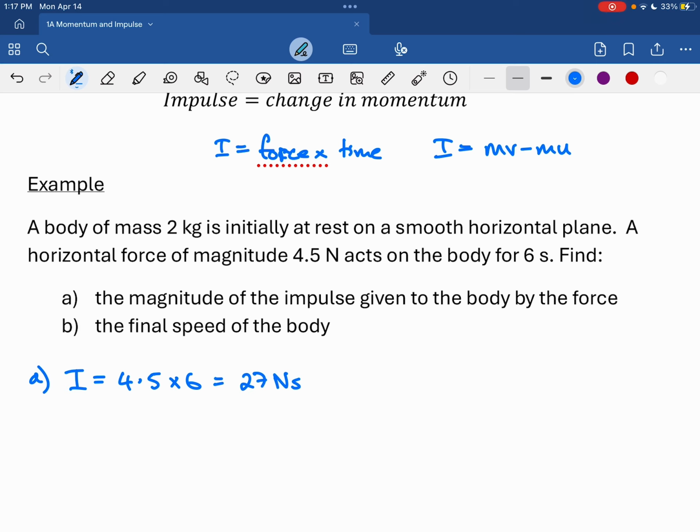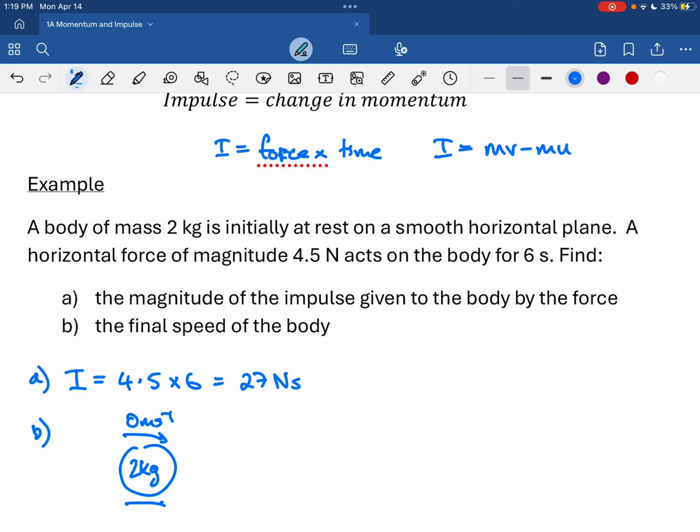So we can see that this receives an impulse of 27 newton seconds. And then question B asks us to find the final speed of this body. So I'm going to quickly sketch a little diagram so you can see what's happening here. So we have this 2 kilogram mass. It was initially at rest.